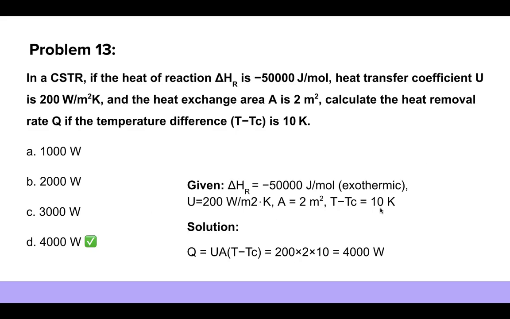So we know all these parameters, and we know it's an exothermic reaction. So Q is nothing but UA times T minus TC. U is given as 200, A is given as 2 meter square, and T minus TC is given as 10 Kelvin. So when you multiply it, finally you will get 4000 watt as the answer. That is the value of Q, UA (T minus TC). Any doubts?